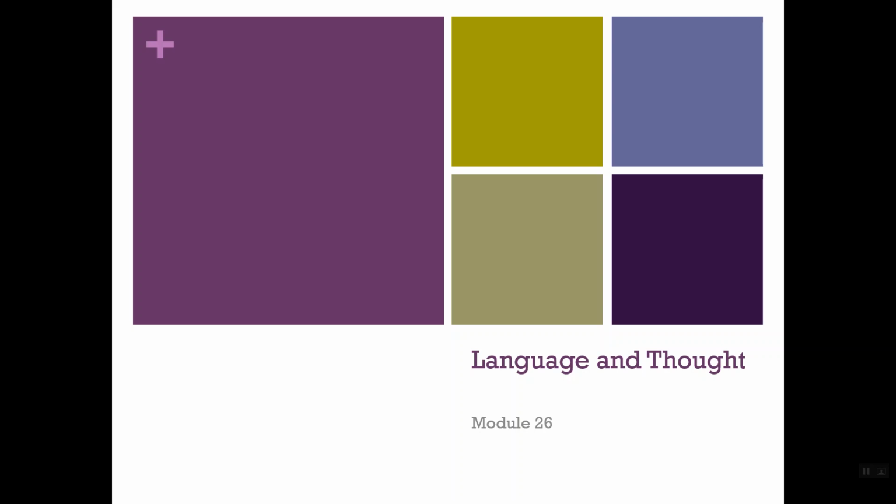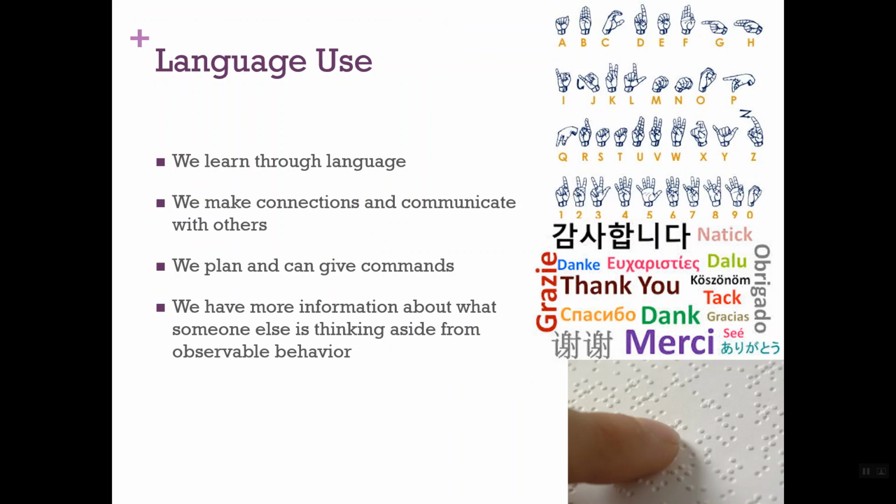Okay, so to keep up with the schedule, we're going to cover Module 26, which is Language and Thought. So that's this current one. Then we're going to go over the intelligence modules, Module 27 and Module 28, how we assess intelligence and genetic and environmental influences on intelligence. Okay, so let's get started.